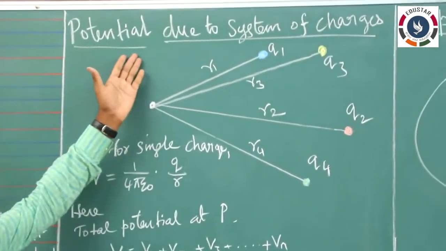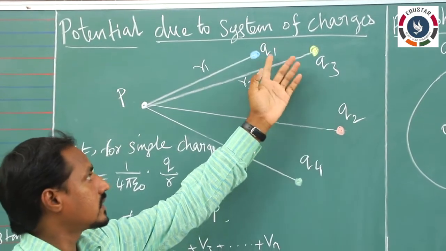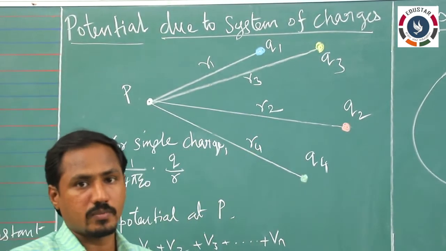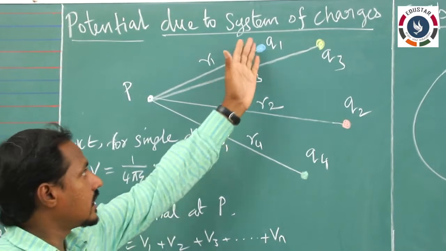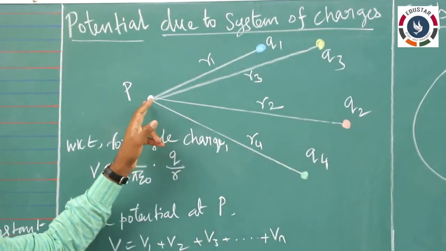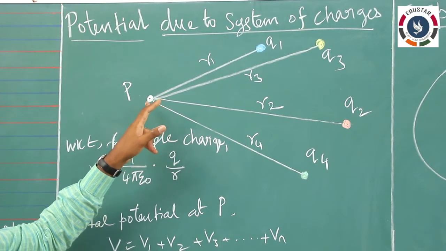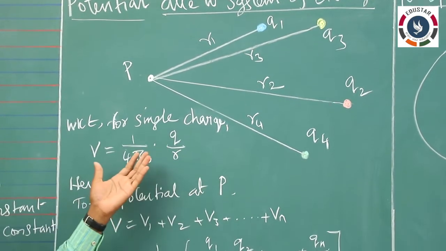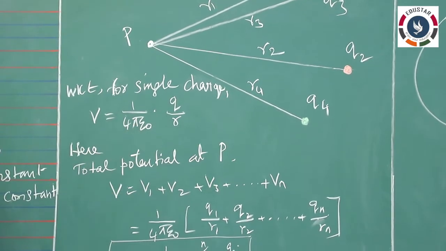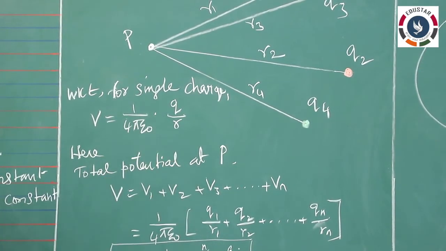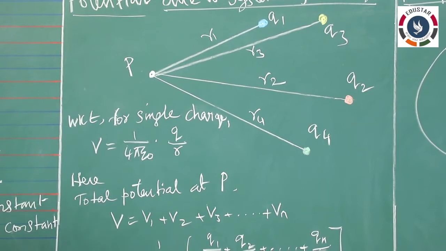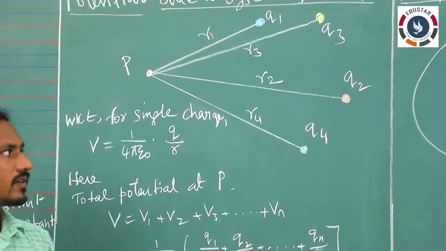Now we move to potential due to a system of charges. Here we are assuming 4 charges, but in this way we can also imagine n charges. Due to these charges we can find the potential at any point, whose distances are r1, r2, r3, r4 respectively. We know that for a single charge the potential formula is 1 by 4 pi epsilon naught q by r. It is a general formula, simple to apply for all the charges. It is a scalar quantity, so we can simply add the algebraic sum of all potentials.